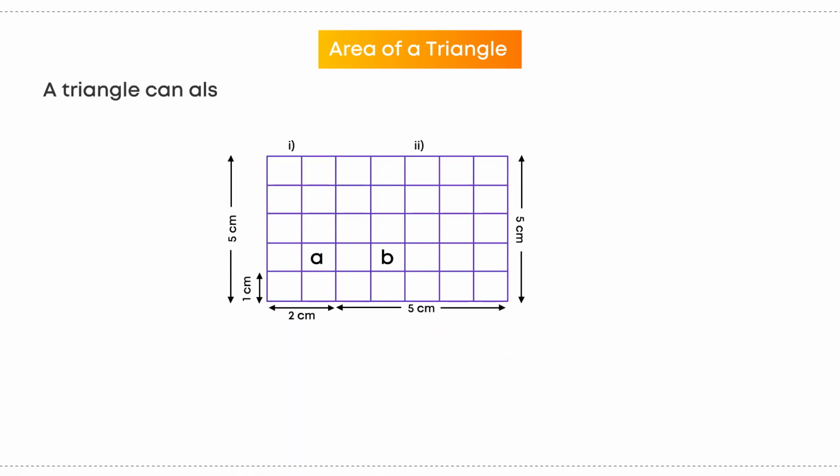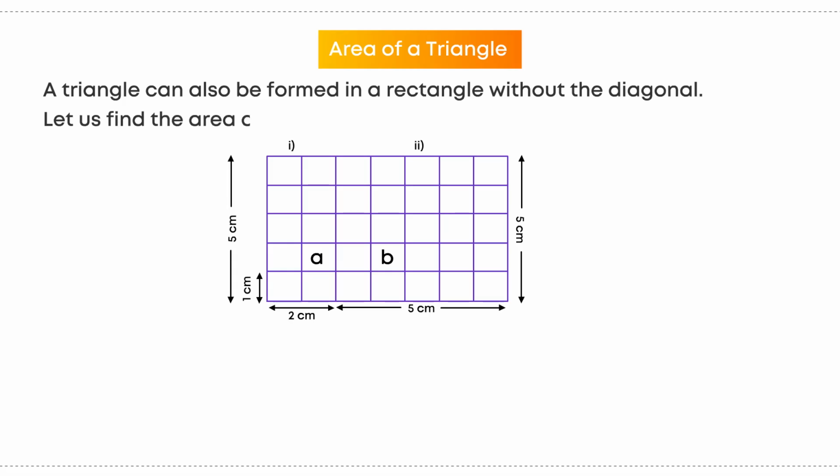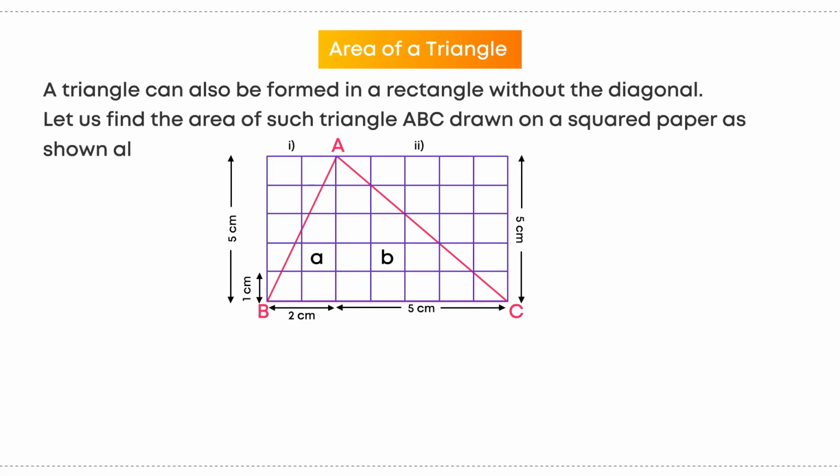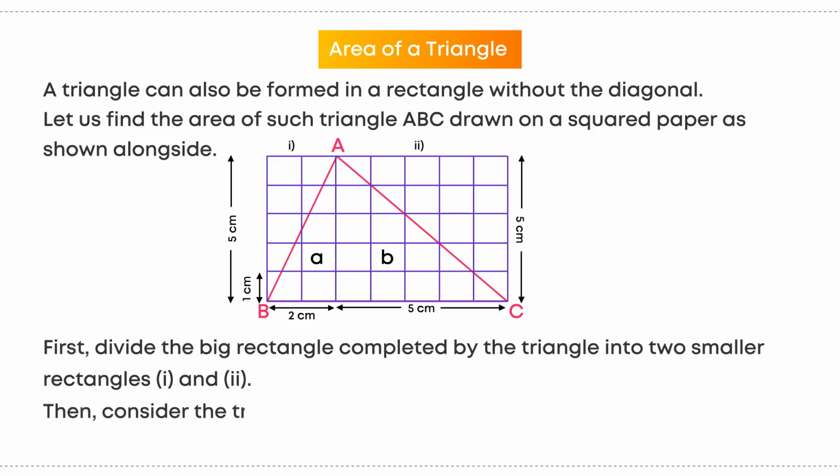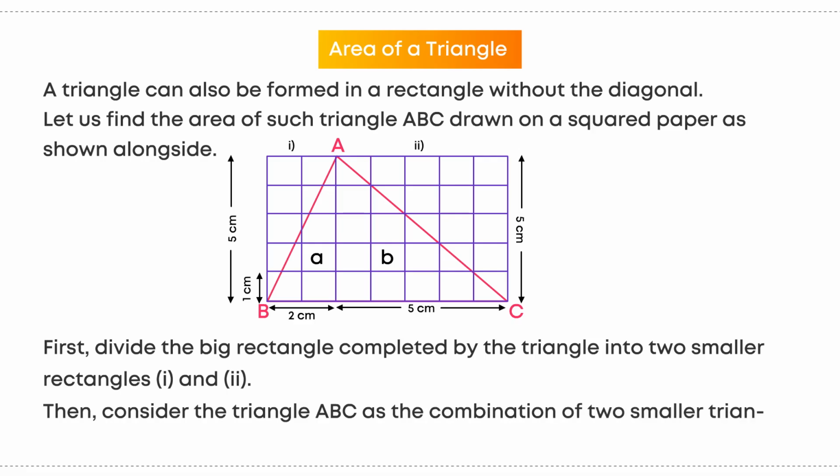A triangle can also be formed in a rectangle without the diagonal. Let us find the area of such a triangle ABC drawn on a squared paper as shown alongside. First, divide the big rectangle completed by the triangle into two smaller rectangles 1 and 2. Then, consider the triangle ABC as the combination of two smaller triangles A and B and find their areas.